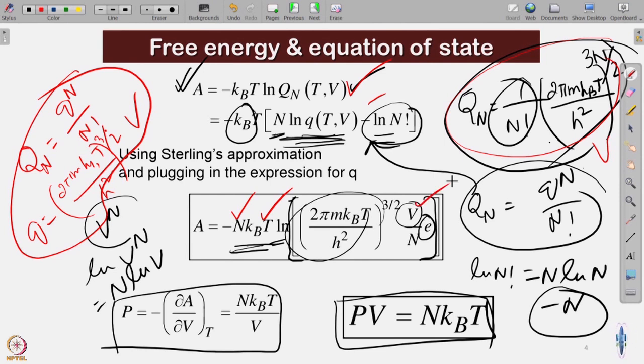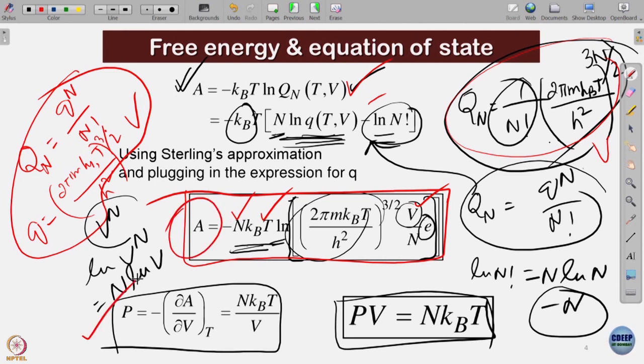This is really beautiful: an exact, microscopic expression for the Helmholtz free energy. A is a function of N, V, and T, and we have some very fundamental quantities, like the Boltzmann constant kB, the mass of the particle, and Planck's constant. This expression in the box is really beautiful. Now, using a thermodynamic relation, I can calculate the pressure from this free energy. Another beautiful thing comes in: P equals N kB T over V, which you all know as the ideal gas law.